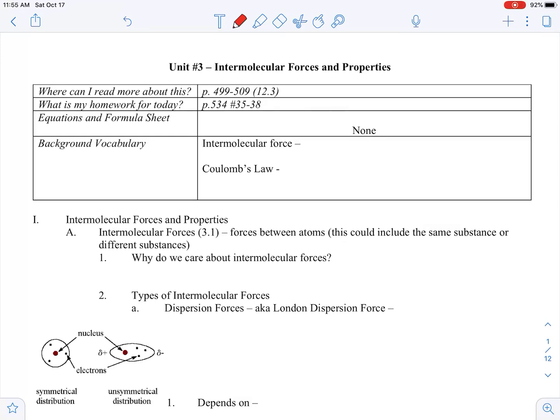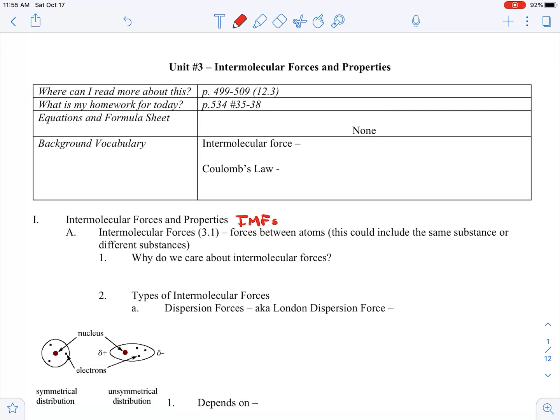Today we start Unit 3, which is all about intermolecular forces and properties. It kind of jumps all over the place. So we're going to start with intermolecular forces. Intermolecular forces are abbreviated IMFs for short. So when we talk about intermolecular forces, we might want to be ready to use that abbreviation.